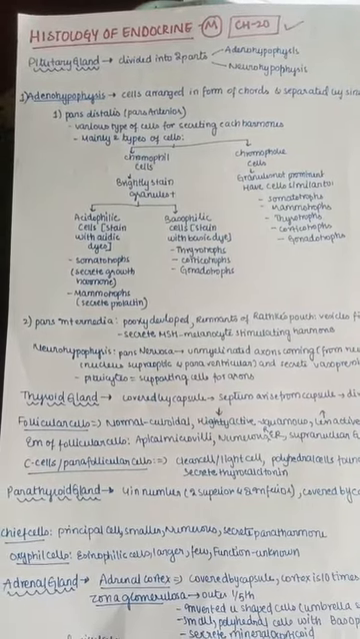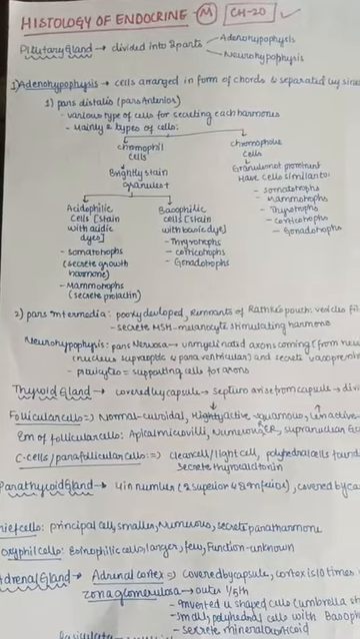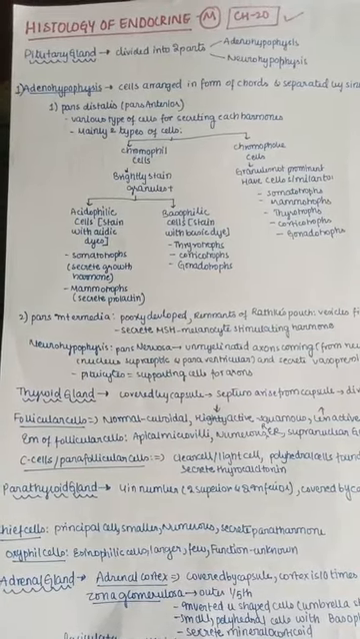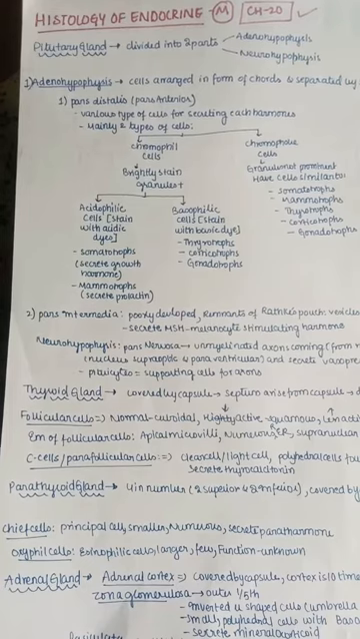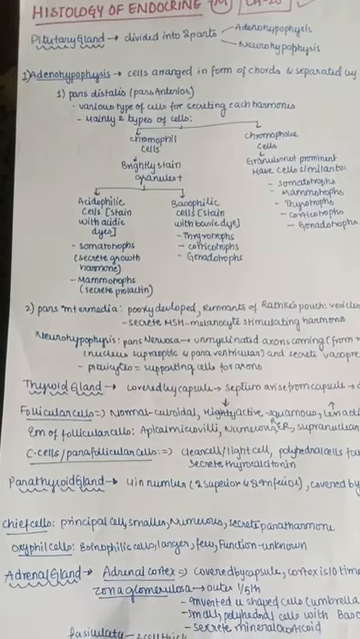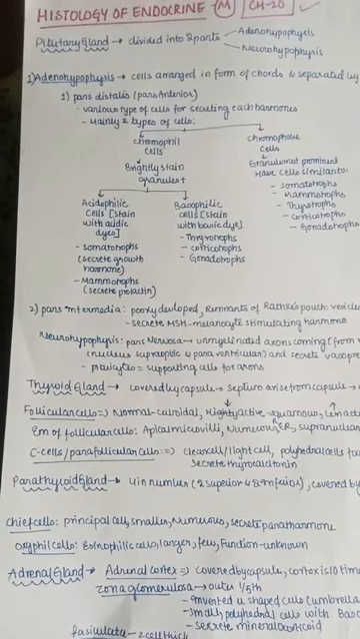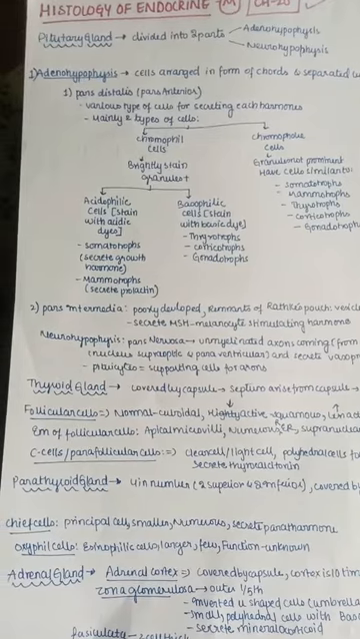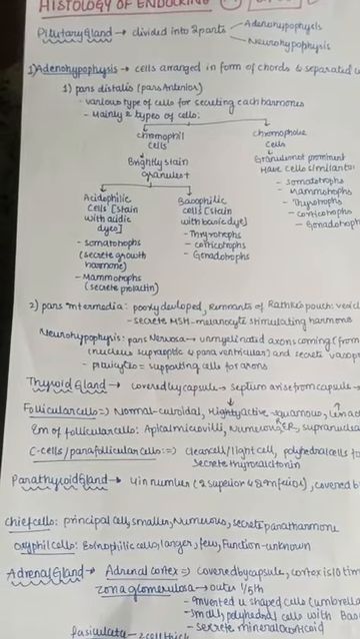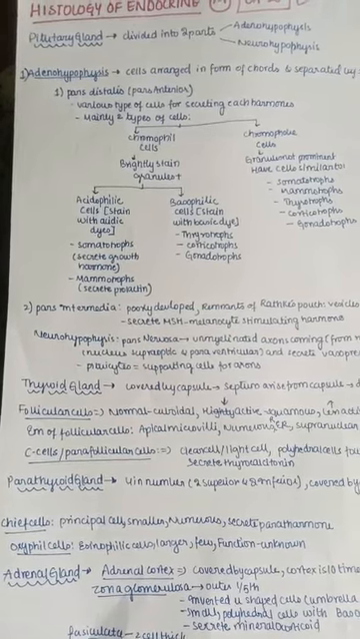It mainly has two types of cells according to staining: chromophil cells and chromophobe cells. Chromophil cells have brightly stained granules, and they are further divided into acidophilic cells and basophilic cells. Acidophilic, as the name says, stains with acid dye, and the basophil stains with the basic dye.